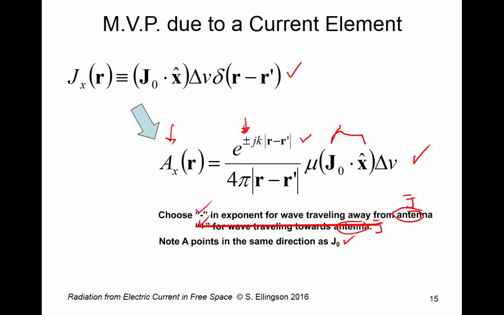In general, in fact, if we have a current moment, we find out that everywhere in space, the magnetic vector potential points in the same direction as the current moment. It's one of the things that makes this particular formulation very attractive.